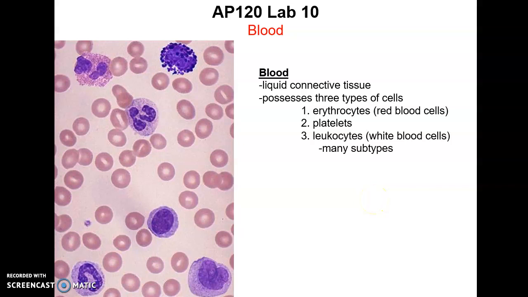Hello everyone, this here is Lab 10, starting on page 111. We'll be talking about blood. Blood is a connective tissue, a liquid fluid connective tissue. There's three categories of cells: erythrocytes, which are all these little transparent pinkish blobs, also known as red blood cells; platelets, which are these teeny tiny little fragments; and leukocytes, or white blood cells. And there are many different kinds of leukocytes that you need to be able to identify.